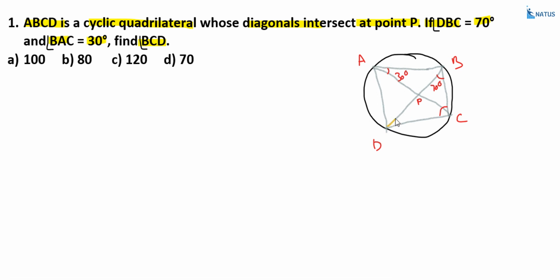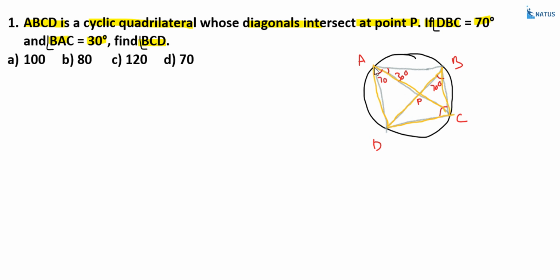Triangle DBC and triangle ACD, these two are in the same segment. That means this angle must be equal to this angle. So this angle is also equal to 70 degrees. Why? Because they are in the same segment, so this angle and this angle are both the same. So 70 and 70, and the total is equal to 100.